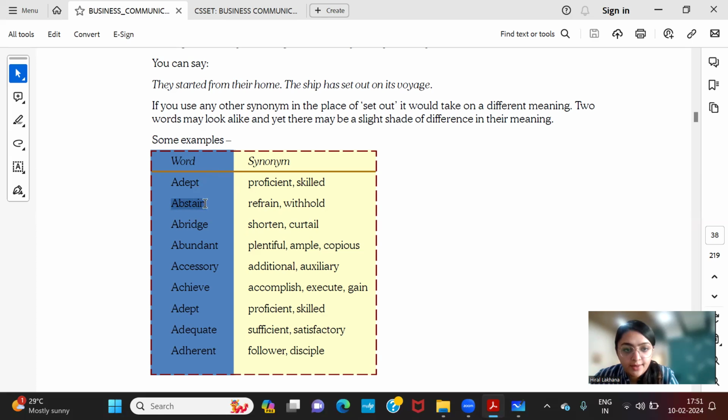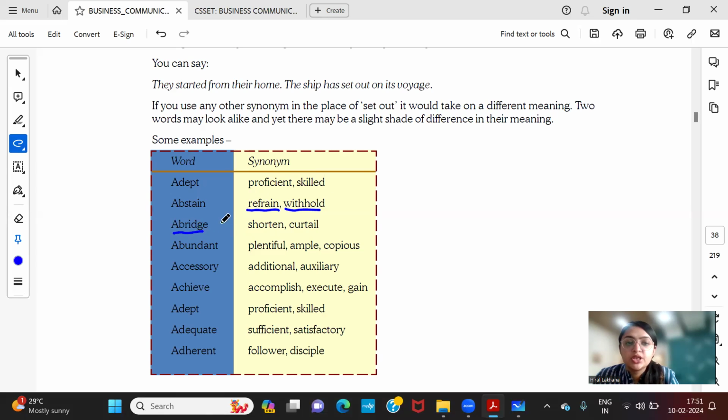So we have the word abstain. So abstain could mean refrain or withhold. So we could use, the director abstained from giving their vote. The director refrained from giving their vote, or the director withheld their vote. So these words have more or less the same meaning and they can be used interchangeably.